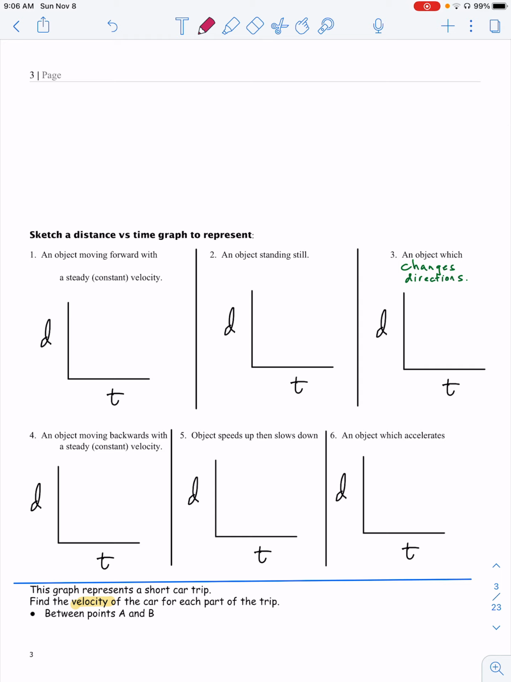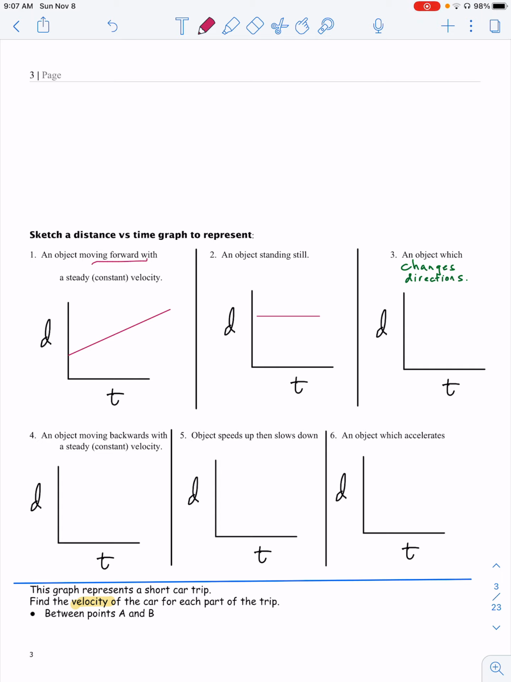Object moving forward. What am I supposed to do? Sketch a graph. Okay. Object moving forward. That's to the right. I'm assuming forward is to the right with a steady constant speed. Moving forward means positive velocity, and a steady constant speed. An object standing still. That means the speed is zero. Means the slope is zero. So that'd be a horizontal line anywhere. Doesn't matter how high or how low it is.